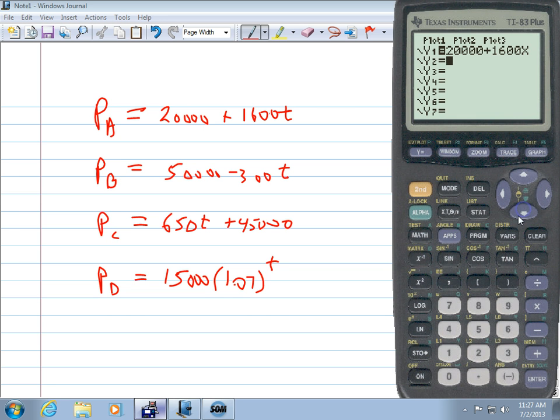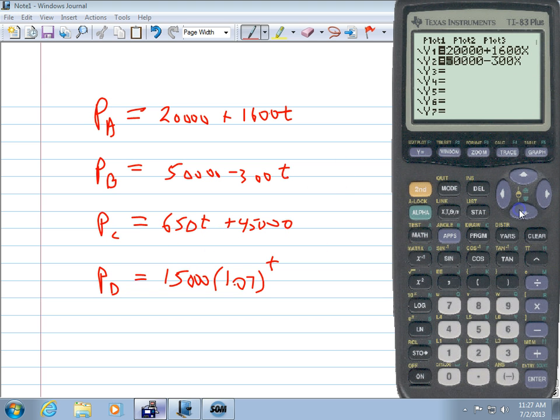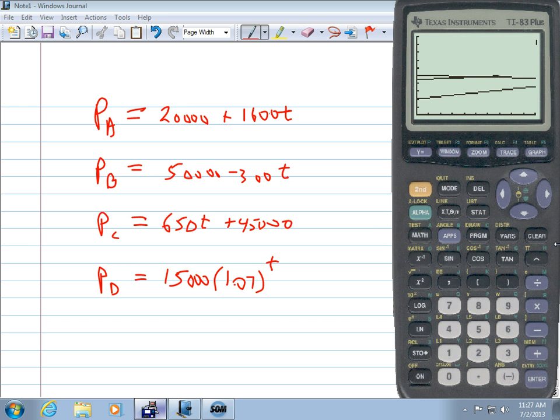Let's make town B equal to y2. 50,000 minus 300t. And as you said, this should be a decreasing function. And it is. Not very fast, but it is. Okay. And how about C? Let's make that y3. 650x instead of t, because that's how the calculator works, plus 45,000, a little bit lower than the 50,000, and that's increasing, and there you go.